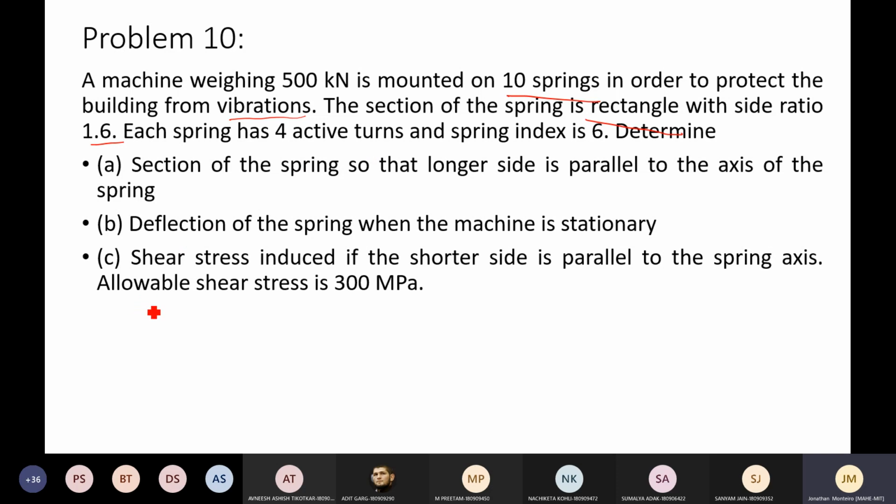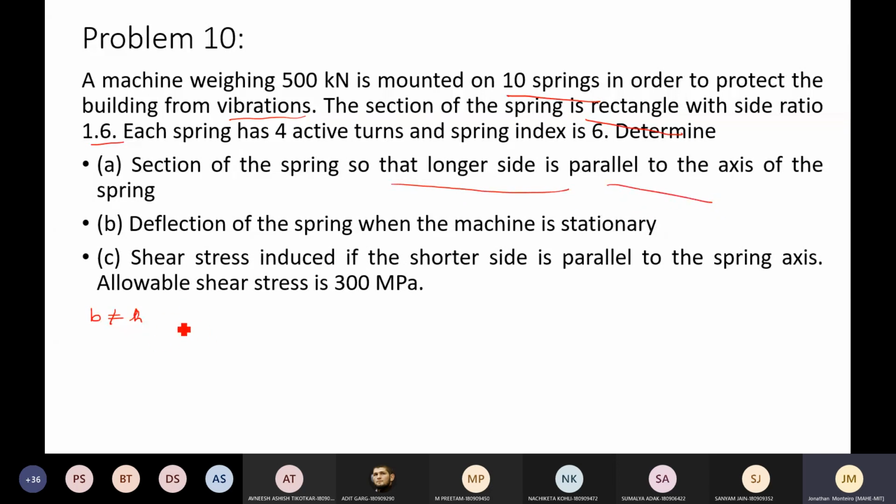Okay, let us write down. So it is a rectangle, so here B is not equal to H, not a square one. When we say the side ratio is 1.6, how are we supposed to understand it? See, the first question is the section of the spring so that the longer side is parallel to the axis of the spring.